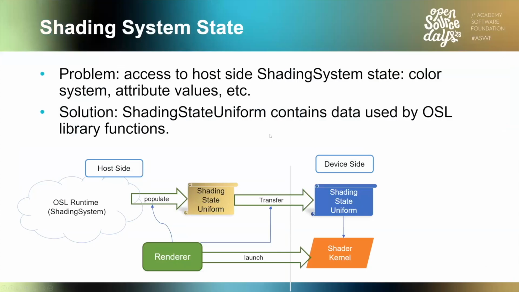Another problem is shading system state. So the shading system currently has several items that a shader network might need while it's executing, like the color system, current attribute values, but maybe not everything, just some things. So we're introducing this shading state uniform structure that only contains the data needed by these OSL library functions to execute. So a renderer would ask the OSL runtime to populate one of these, transfer it to the device, and then pass the pointer in with the kernel launch when it's running the shader. And now all those questions can be answered rather than trying to interrogate a host side object.